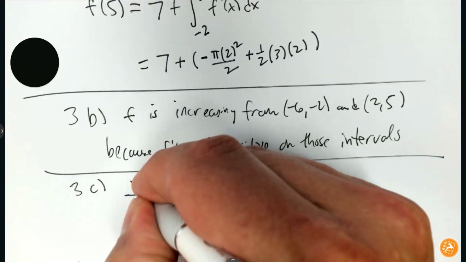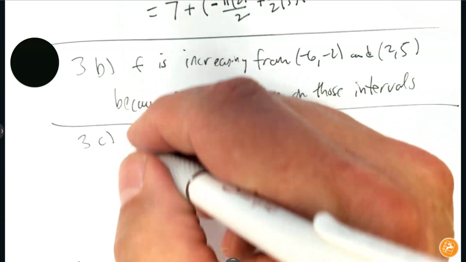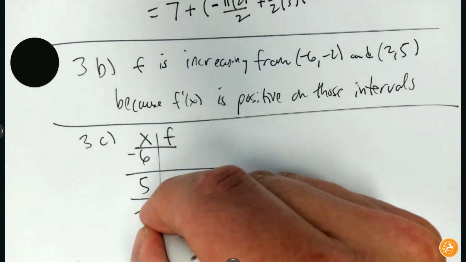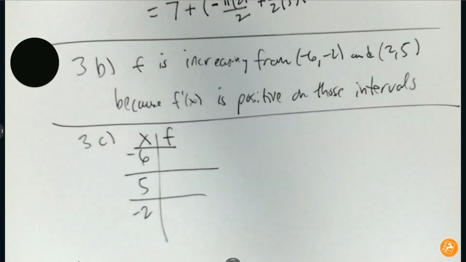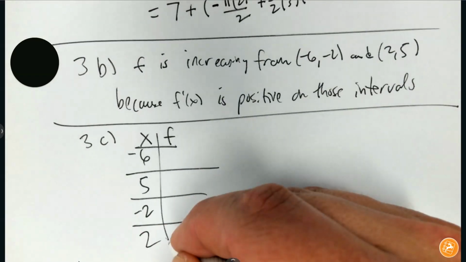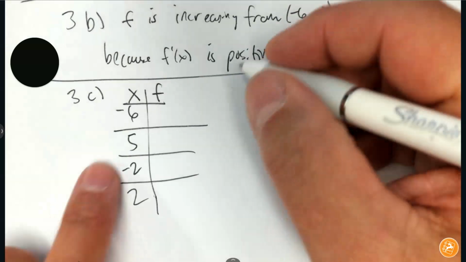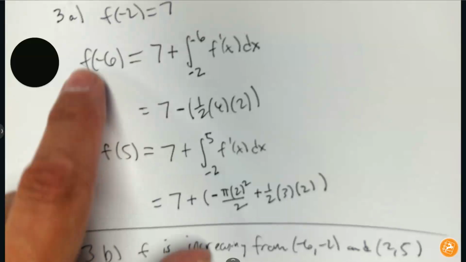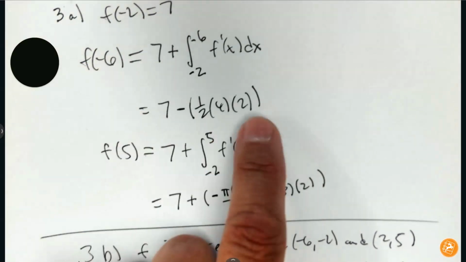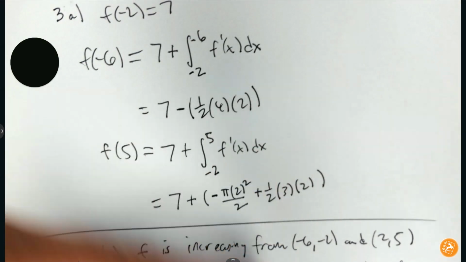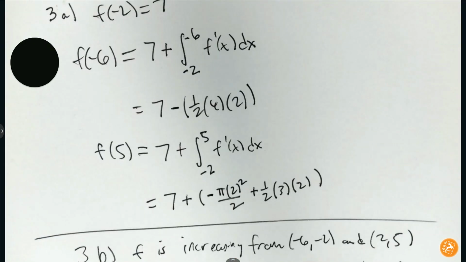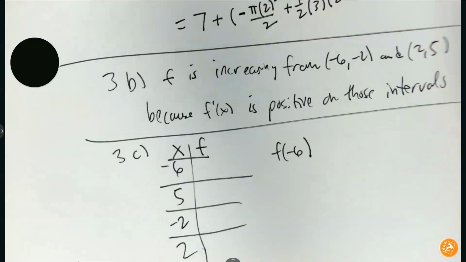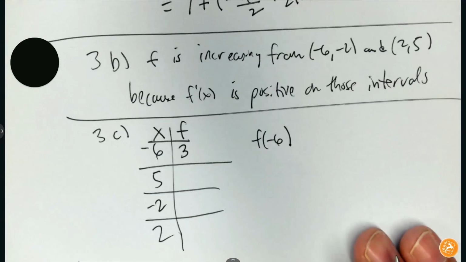So again, here's my table of values. I want to find the absolute minimum. So the ends of it, which we said were -6 and 5, and then the critical numbers, which we found already in part B, which are -2 and 2. So I need to know what f at -6 equals. If I look above, I already did f at -6. I just didn't simplify it. Now I actually need to simplify it because I'm comparing answers to see which one will be my lowest or smallest answer. So 4 times 2 is 8, and half of 8 is 4. So 7 take away 4, so the value at -6 is 3.